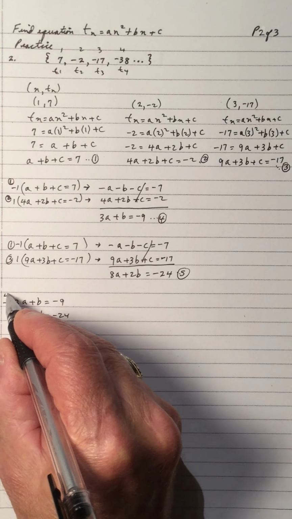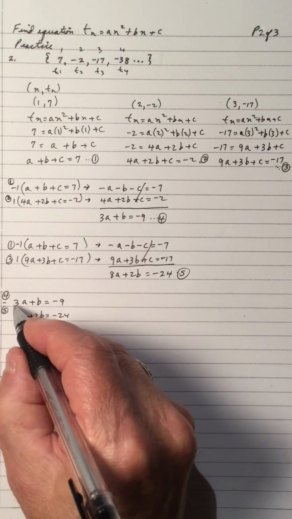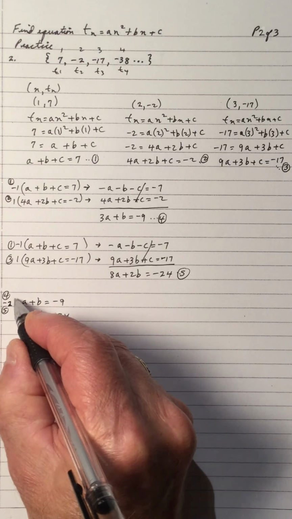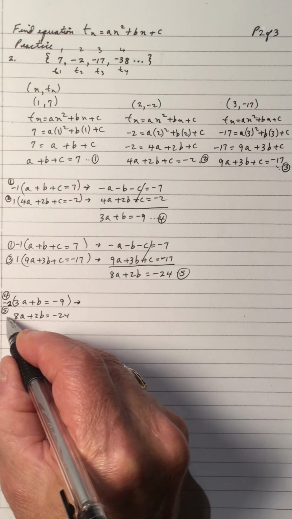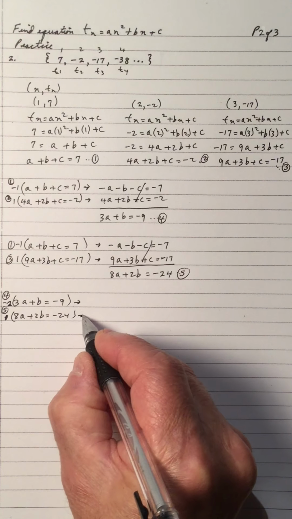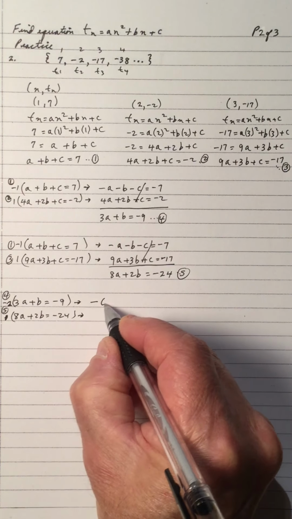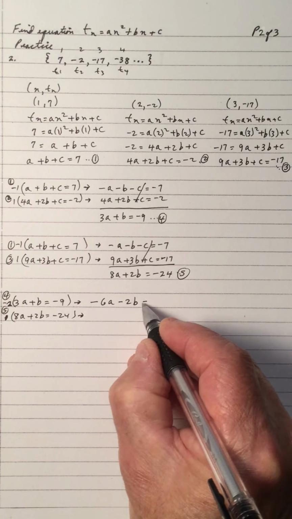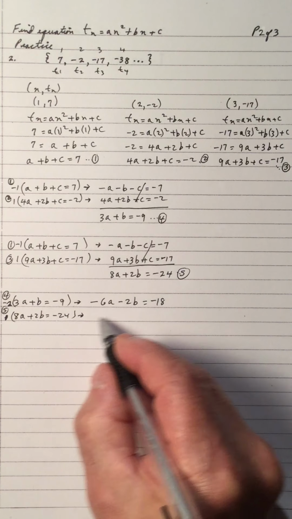This is number 4 equation. This is number 5 equation. So I'm going to multiply that equation by -2, and I multiply this equation by 1, because I want to get rid of the B's. So -2 times 3A, -2 times B, -2 times -9. And 1 doesn't change it.